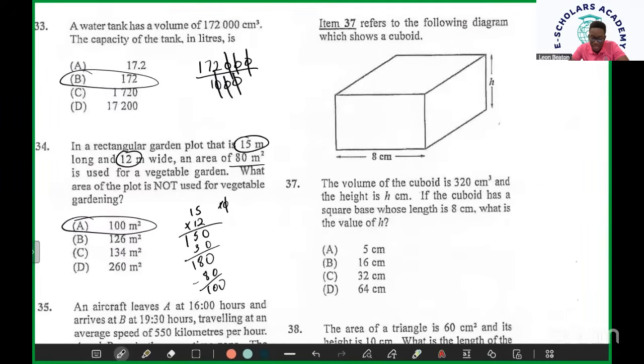Item 37 refers to the following diagram, which shows a cuboid. The volume of the cuboid is 320. The height is h. If the cuboid has a square base, whose length is 8 cm, what is the value of h? So we know the volume of a cuboid is length times width times height. But in this case, it told us the base is square, so we'll just say length times length. So they gave us the volume as 320, equal to 8 times 8 times the h that we want to find. 8 times 8 is 64. 64 times h would be 64h. So the height would be equal to 320 divided by 64.